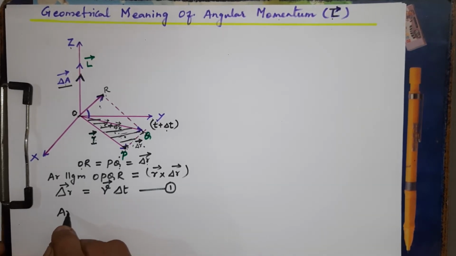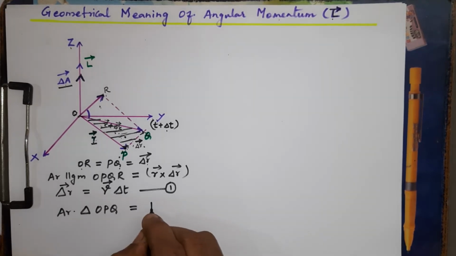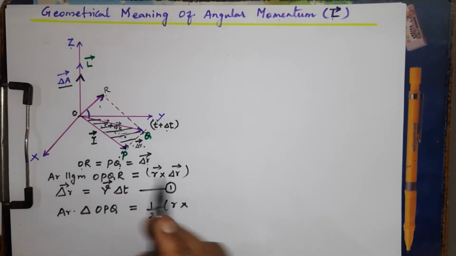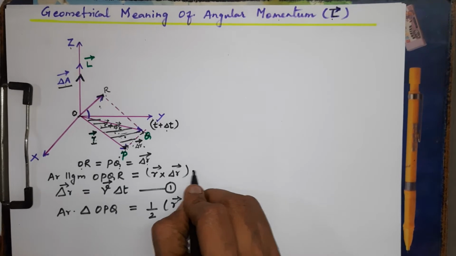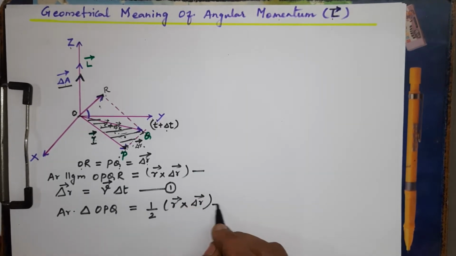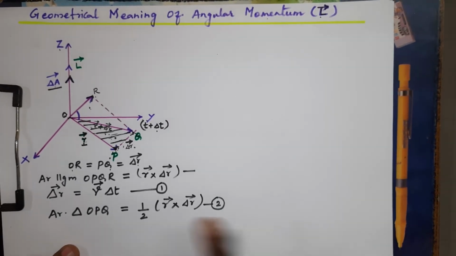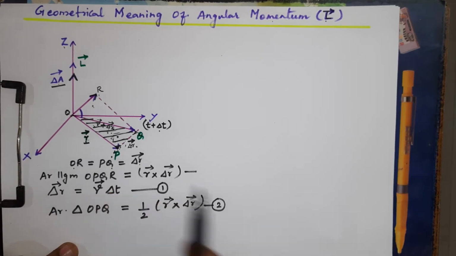Also we write here the area of the triangle. The area of the triangle OPQ can be written as half BH, where R is the base and delta R is the height. Therefore, we have written half BH. This is the area of the parallelogram and this is the area of the triangle, which we have written by looking at this figure that I have drawn for the rotation of the particle.